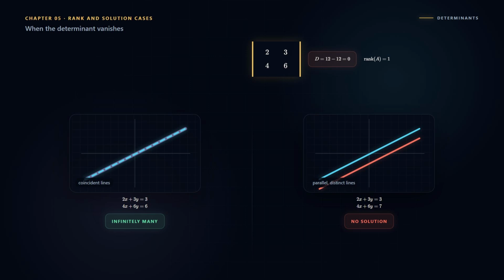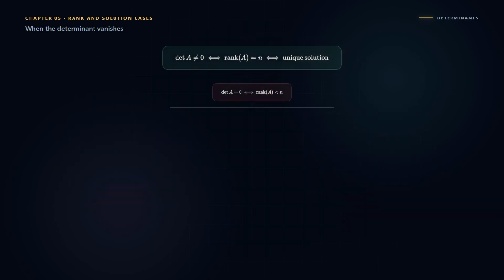Rank states the distinction precisely. For a square n by n coefficient matrix A, determinant of A non-zero is equivalent to rank A equals n. The system then has one unique solution for every right-hand side. If determinant of A is 0, rank A is less than n, so a unique solution is impossible.